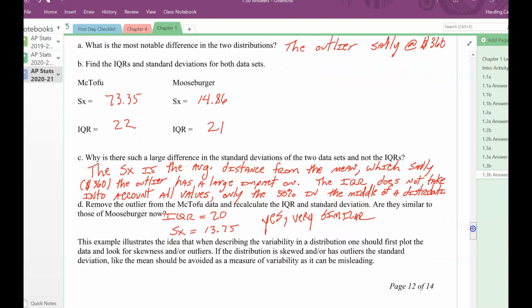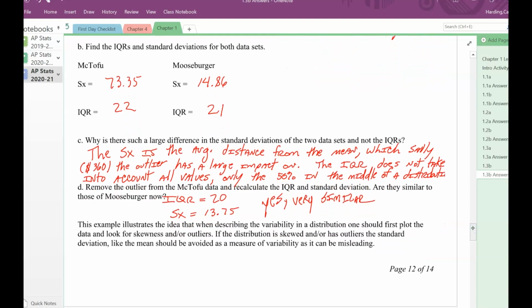So this is another reason that when you're describing the variability for a distribution, if the distribution is skewed or it has an outlier, you want to use median and IQR. Those two measurements are resistant to the effects of an outlier. However, the mean and the standard deviation can be very much impacted by an outlier.